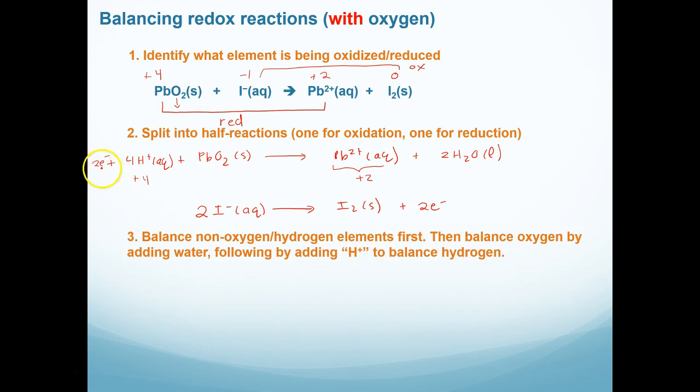Now let's say I had a different number of electrons. Then, like my previous problem, we'd have to multiply every single coefficient by some factor to make the number of electrons the same. That way the number of electrons I'm losing is equal to the number of electrons I'm gaining. Now in this case, since they're the same, we can go ahead and cancel them out. Okay, and assuming that this is under acidic conditions, I don't need to do anything else.